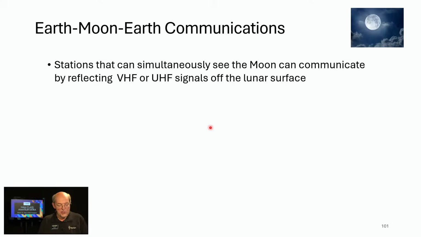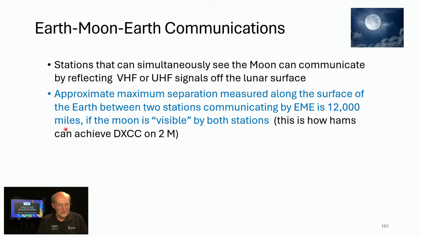Now, of course, both stations have got to see the moon at the same time, so they'd have to be within 12,500 miles of one another in order to both have a path to the moon. VHF and UHF. Approximate maximum separation measured along the surface of the Earth between two stations is about 12,000 miles. Moon has to be visible by both stations. And hams can actually achieve DXCC, 100 confirmed contacts on 2 meters using EME, or moon bounce.